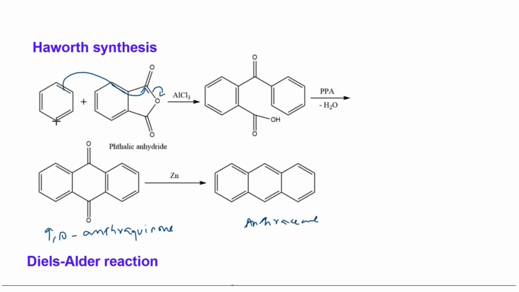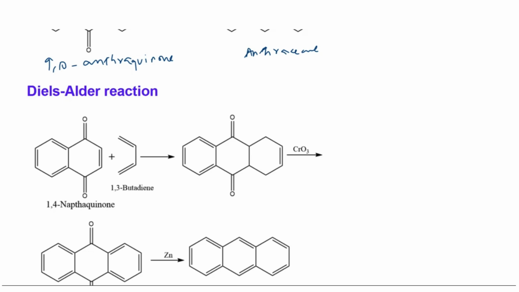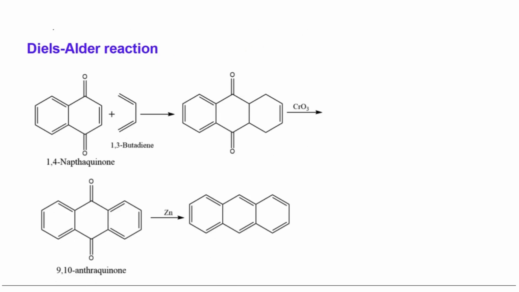Okay, so this is how our synthesis takes place. The starting material is benzene and phthalic anhydride. Here the first step is Friedel-Crafts acylation. Second is a dehydration followed by cyclization. So we will get anthraquinone and that is reduced with zinc. Finally we will get the anthracene. The third one is the Diels-Alder reaction. Here we took the starting material 1,4-naphthoquinone.